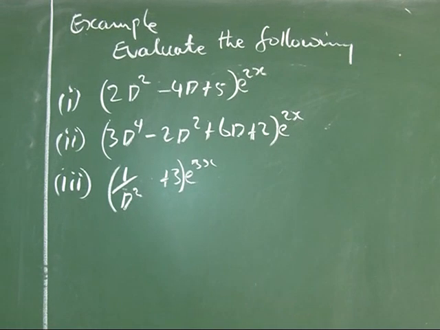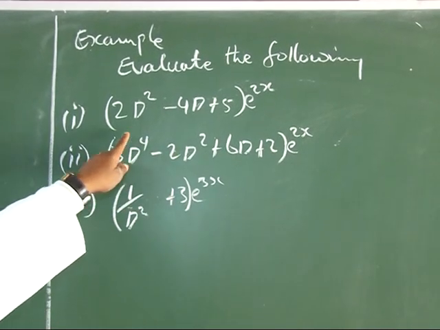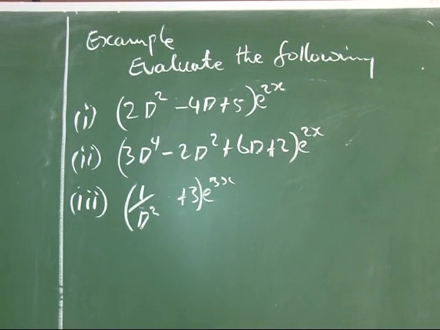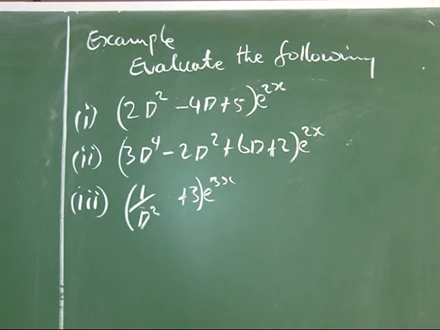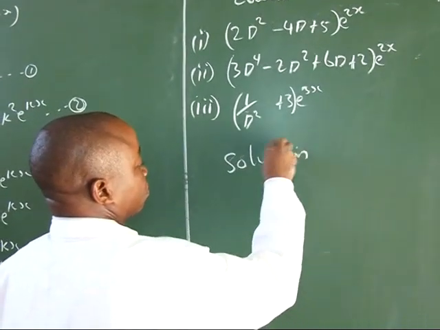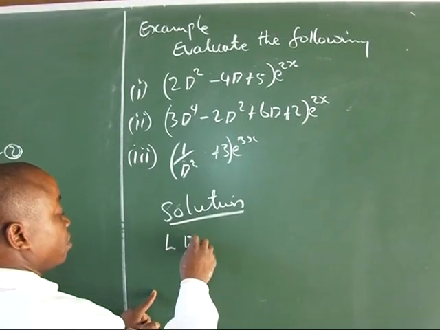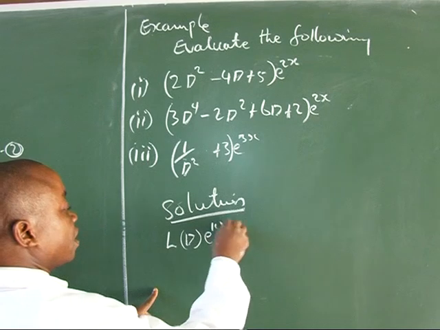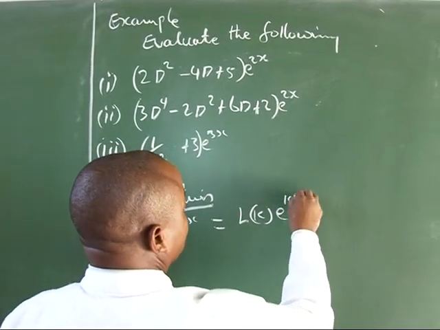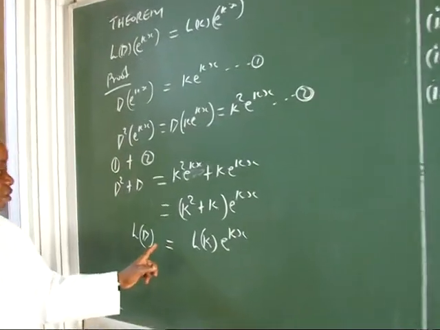Alright, so example, evaluate the following: 2d squared minus 4d plus 5 times exponential 2x. That is number 1. Now, remember that from the theorem, L(D) exponential kx will be equal to L(k) exponential kx. That's what we proved from here.